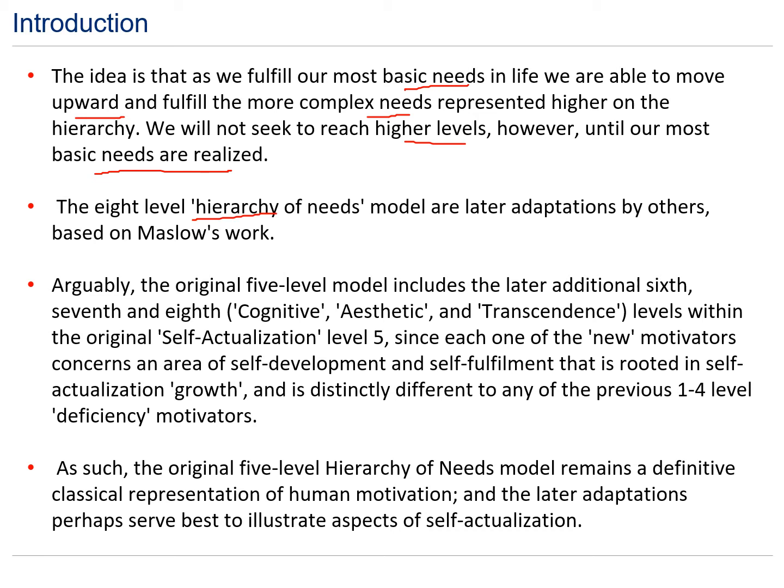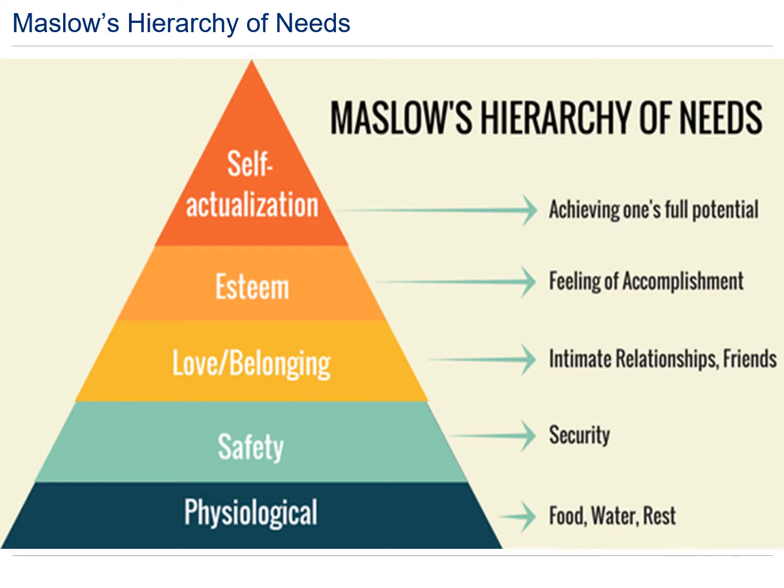Then came the 8-level hierarchy of needs, which was adapted by others based on Maslow's work. Three more levels came in, which were cognitive, aesthetic, and transcendence. These are nothing but aspects of the fifth level of the original theory, that is self-actualization. The original 5-level hierarchy of needs model remains a definitive classical representation of human motivation, and the later adaptations perhaps serve best to illustrate aspects of self-actualization. This is the original Maslow's hierarchy of needs, divided into 5 hierarchy levels. The first one is physiological, then safety, social belonging, esteem needs, and then the self-actualization needs.